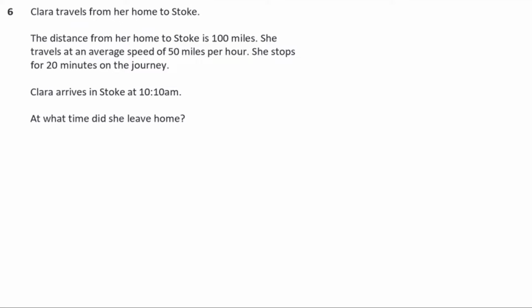Okay, so what we're going to need is the total time for her journey. We know that she stopped for 20 minutes on the journey, but we don't know how long the actual travelling part took. But we do know that it was 100 miles, and that she was travelling at an average speed of 50 miles an hour while she was travelling. So we can use those two bits of information to find the time the journey took, and we can then add on the 20 minutes, and from that we can work backwards to the time she left.